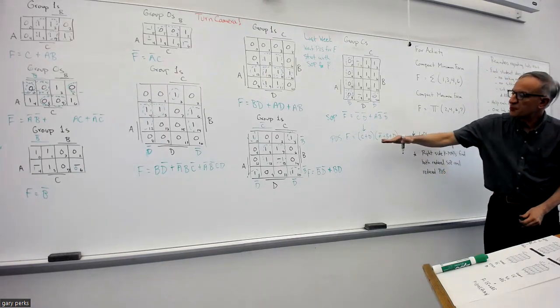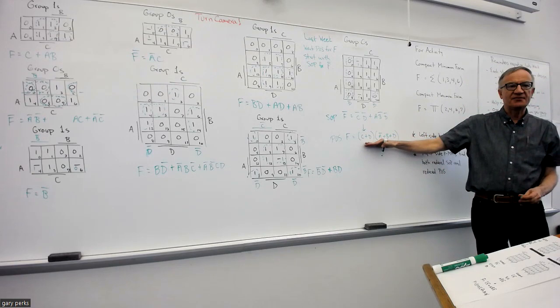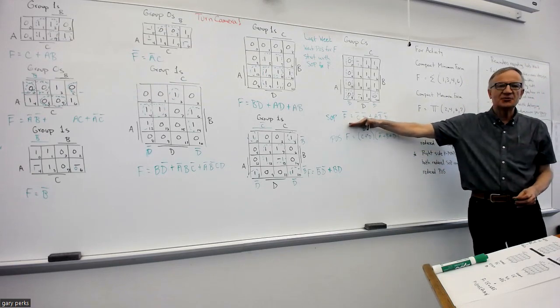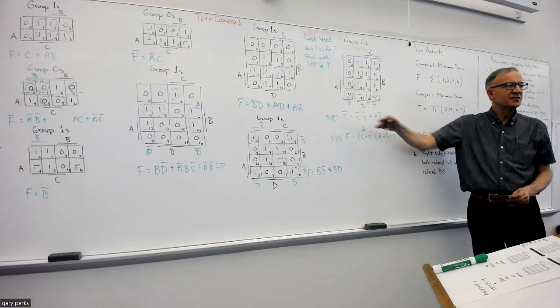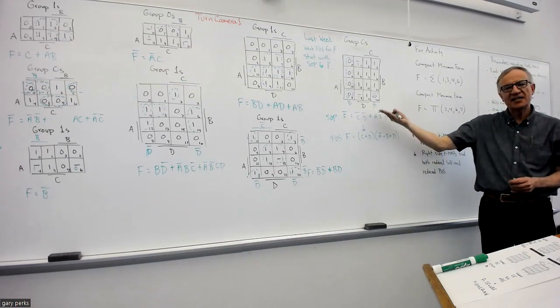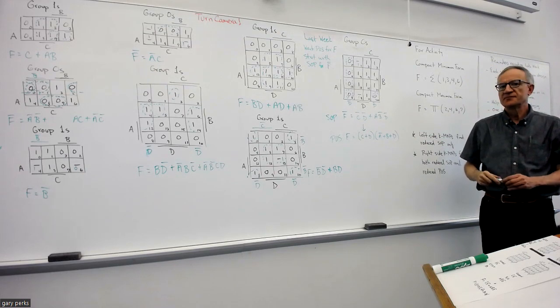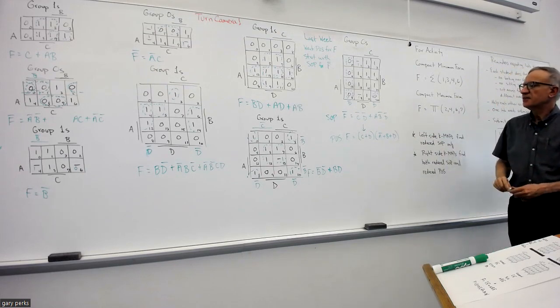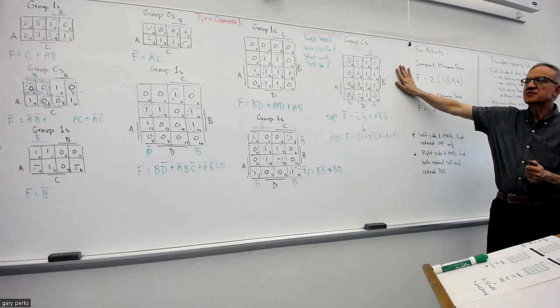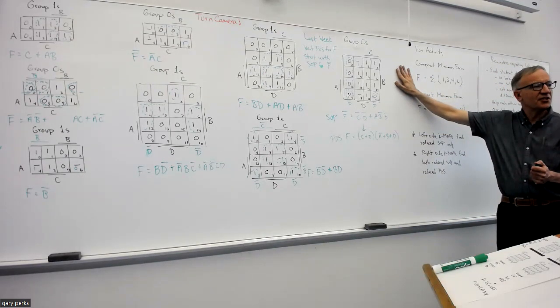So you see, this is the reduced POS for F. It comes from the reduced SOP for not F. Right? This is the same thing we did last week. Okay, so is everyone good up to this point? Any questions up to this point? We just got a few more things to do here.